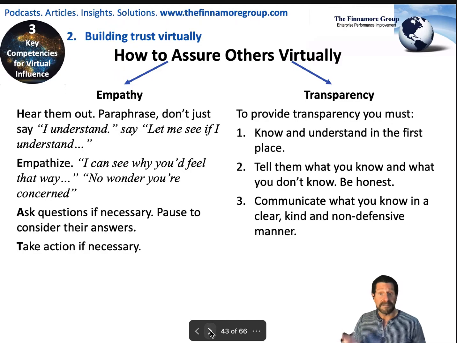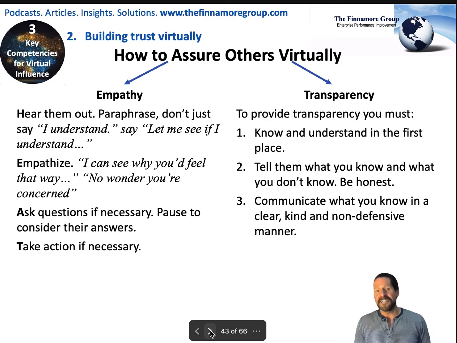But the other side of empathy, it's not enough. The other side is transparency. Empathy and transparency are how we build trust, especially in a virtual environment. Now, here's the problem with everyone talking about transparency. It's the buzzword today. Am I right? Here's the thing. What no one's talking about is this.